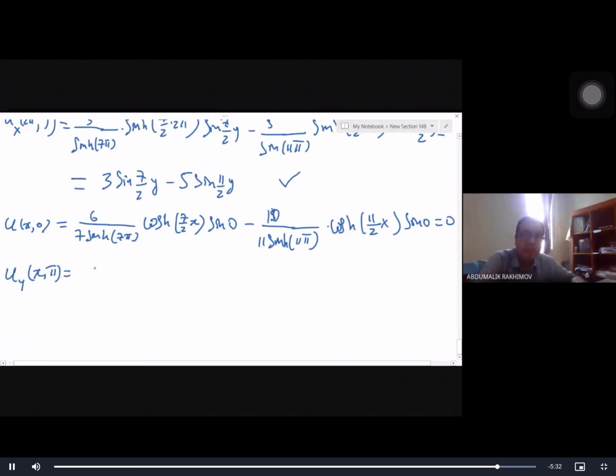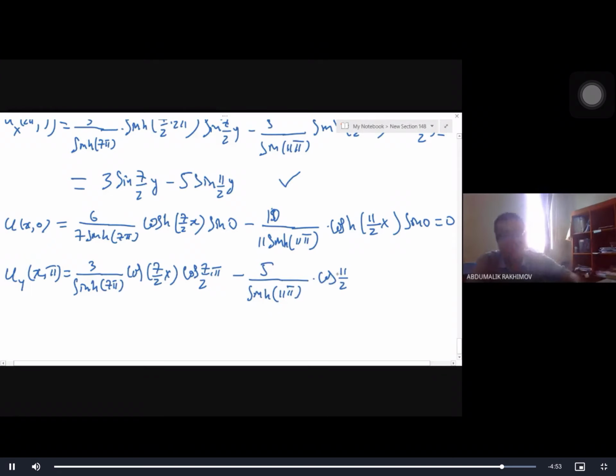It equals 3 over sine hyperbolic 7 pi, times cosine 7 over 2 x cosine hyperbolic, and this was a cosine 7 over 2 times pi, minus 5 over sine hyperbolic 11 pi times cosine 11 over 2x cosine hyperbolic 11 over 2x. Then I have cosine 11 over 2 pi.